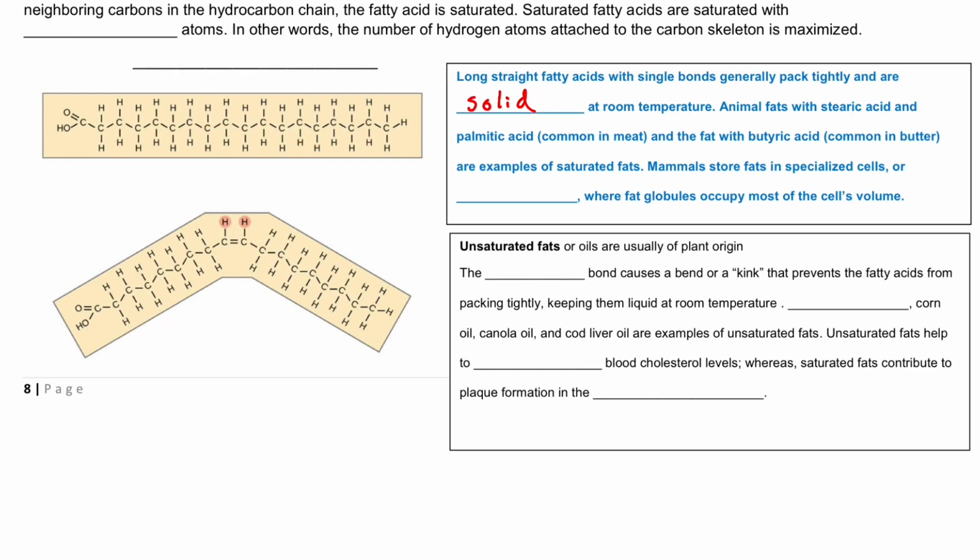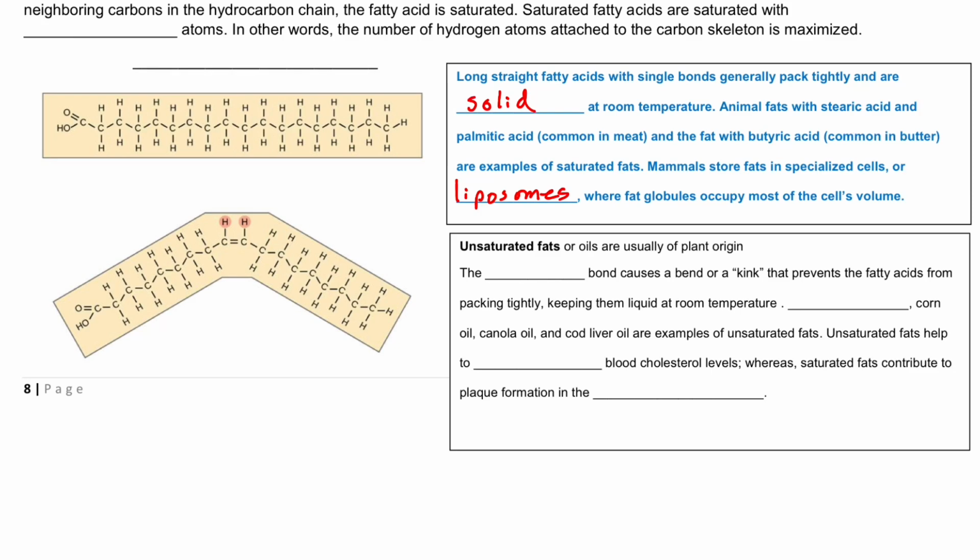Animal fats with stearic acid and palmitic acid, common in meat, and the fat with butyric acid, common in butter, are examples of saturated fats. Mammals store fats in specialized cells, where fat globules occupy most of the cell's volume.